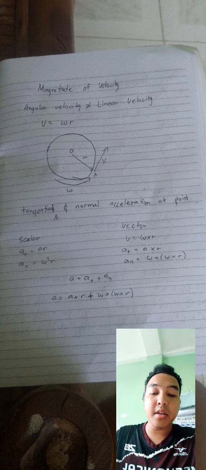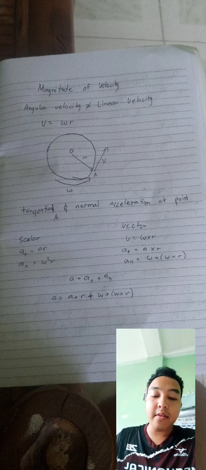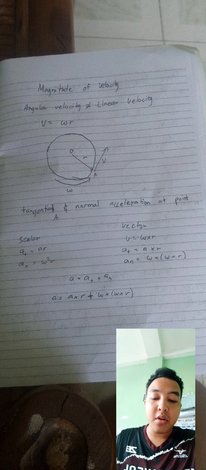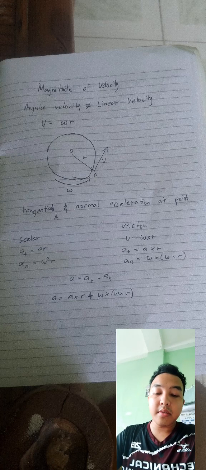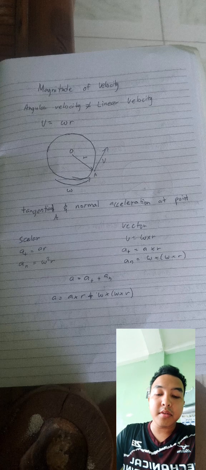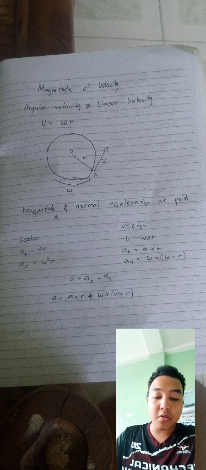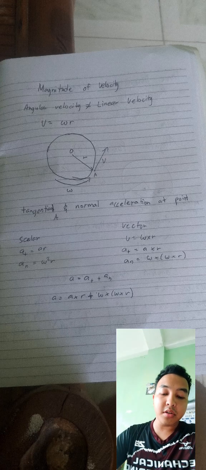The magnitude of velocity we're using is given by the angular velocity times the distance between the center, the fixed point, to point A. So it is v equals the angular velocity times r, which is the distance between the center, the fixed point, to point A. Tangential and normal acceleration at point A.